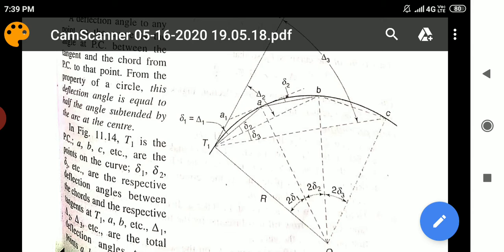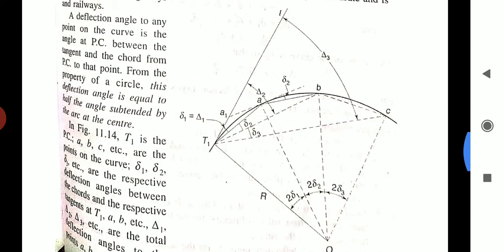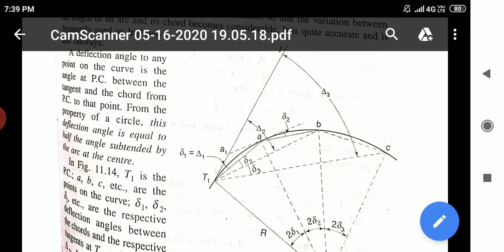This method is useful for setting out a circular curve of long length and large radius. Good results are expected when there are many chords, or else a large length of the curve, then this method is applicable. In these cases, we have to find the deflection angle.